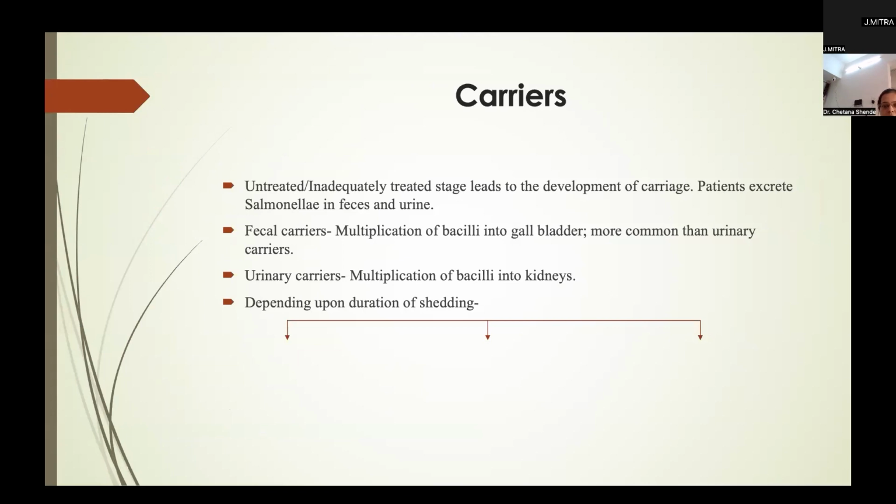So there is a state called carriers in typhoid. In inadequately treated or untreated individuals, there is development of the carrier state. So patients continue to excrete these bacilli in the feces and the urine. Fecal carriers are more common than urinary carriers. And depending upon the duration of shedding of bacilli, there are three types of carriers in typhoid, that is, convalescent carriers, temporary carriers, and chronic carriers. Next slide.